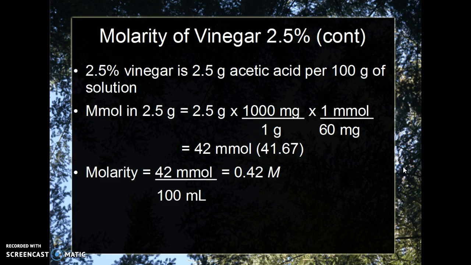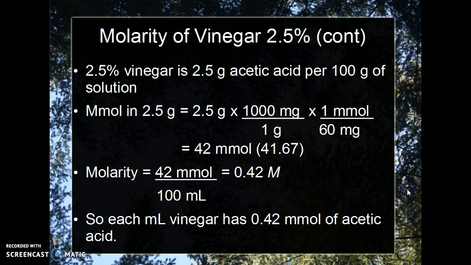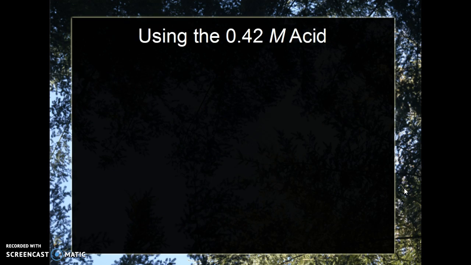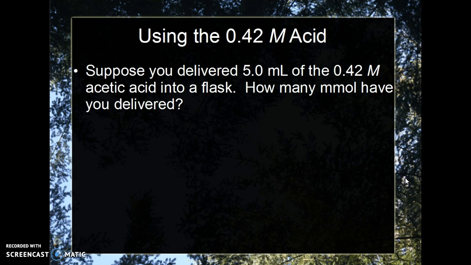Well, we have that 42 millimoles in every 100 milliliters of solution because the density of vinegar is really close to 1, just like water. So 42 millimoles in 100 milliliters is 0.42 molar. So each milliliter of vinegar has 0.42 millimoles of acetic acid. Now let's use the 0.42 molar acid to deliver acetic acid. And suppose we delivered 5 milliliters of that molarity into a flask. How many millimoles have we delivered?